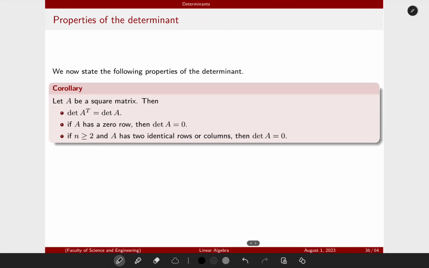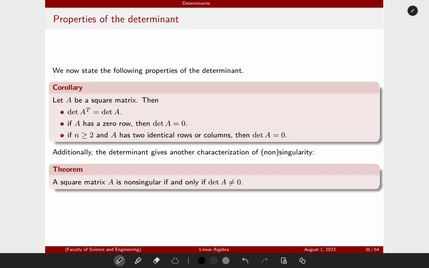If n is greater than or equal to 2 and A has 2 identical rows or columns, then the determinant of A is 0. The way of showing this follows from another theorem, in which you can show that you can use elementary row operations, and this creates a 0 row, and then you can use the second condition to show that the determinant is also 0.